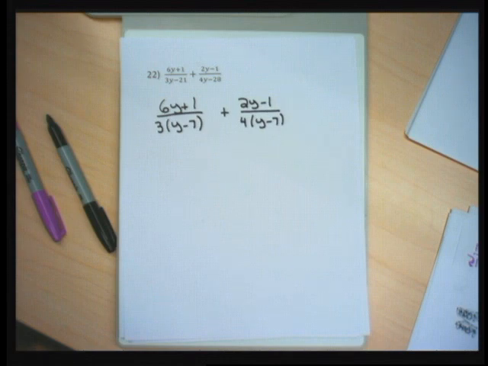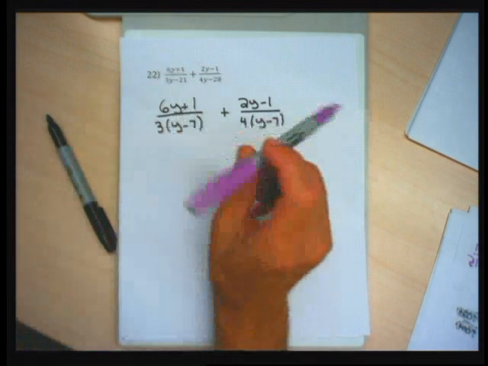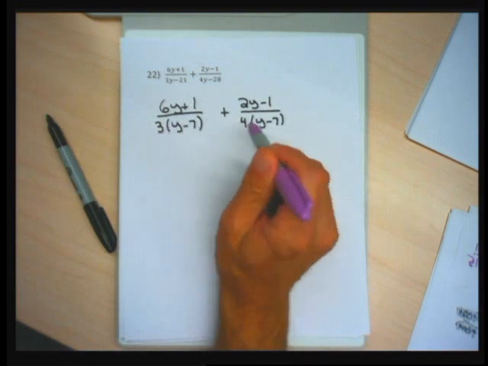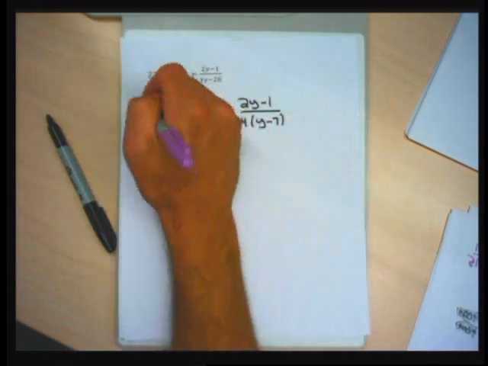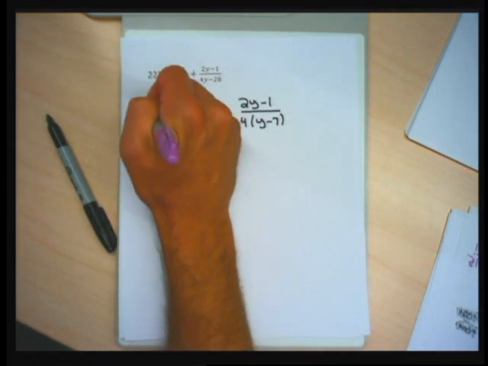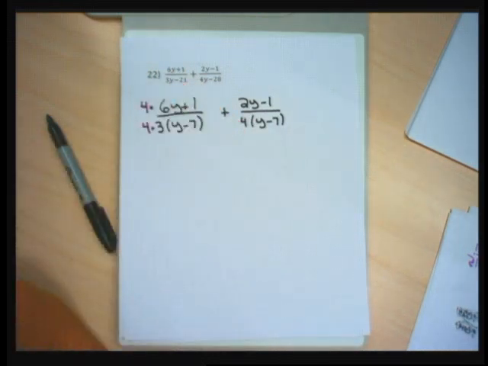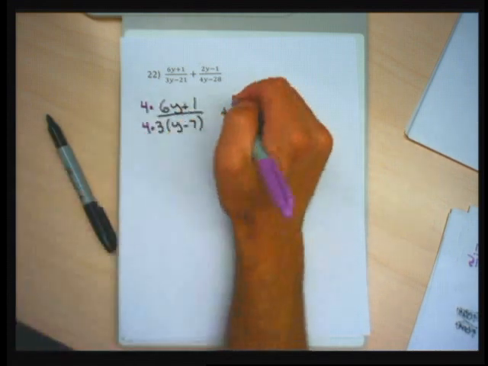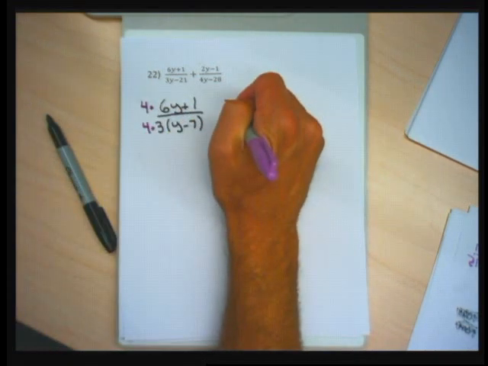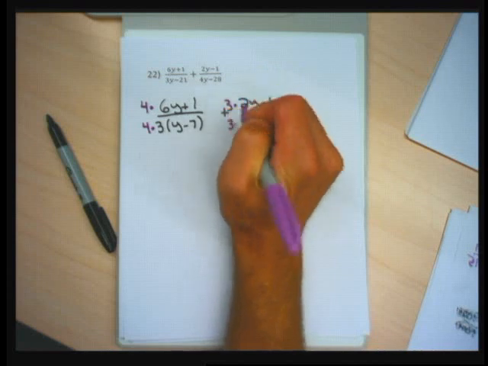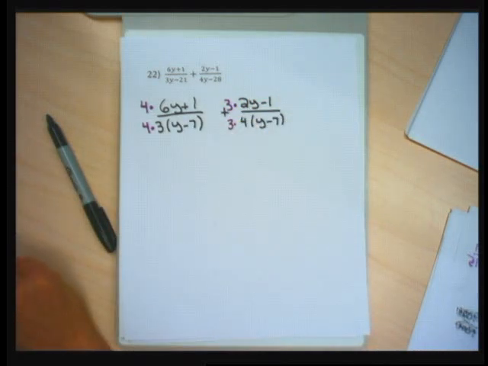What they don't have in common is they have different numbers in front of the parentheses. I want to make the numbers in front of the parentheses the same, and I'm going to make them into a 12 because the least common multiple between 3 and 4 is 12. So I'm going to multiply the first fraction by 4 over 4. I can multiply to the left or the right of the fraction, it kind of doesn't matter. And the second fraction I'm going to multiply by 3 over 3. That will make me have 12s in each of the denominators along with the y minus 7s.